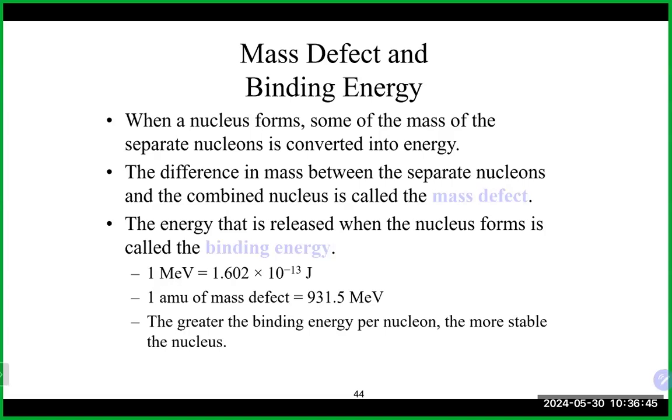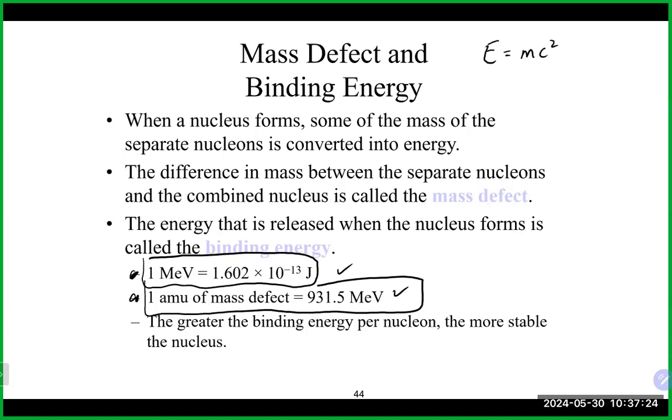So the energy that's released when the nucleus is formed is what is referred to as the binding energy. And there are a couple of ways that you can approach these types of problems. I'll show you both, and you can choose which way you want to do it. You can use Einstein's equation, E equals mc squared. You could also use a couple of conversion factors that are based on Einstein's equation that can get you there as well. 1 mega electron volt is equal to 1.602 times 10 to the minus 13 joules. It's not negative or anything, that's just from PowerPoint. And 1 AMU, a mass defect, is equal to 931.5 mega electron volts.